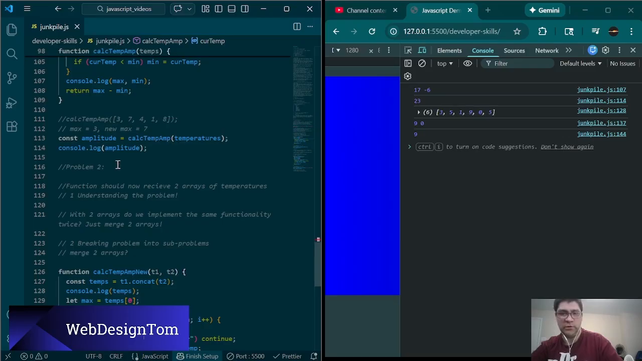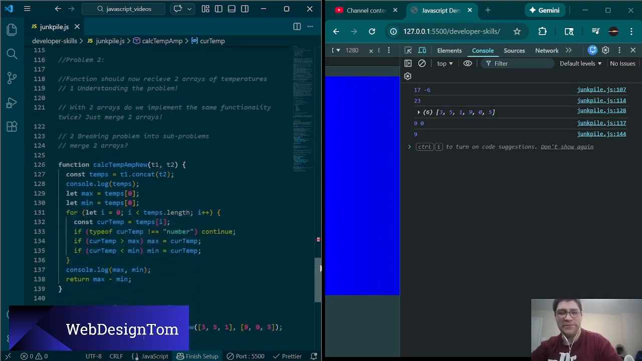Amplitude. Trying to think. I think this is the amplitude. Amplitude equals temperatures. No, you know what? I don't know what this is. Oh well. But anyway, it did log it: 17 and -6, and then we subtracted the lowest from the highest. And then he proceeded to add to the problem, which was kind of cool.